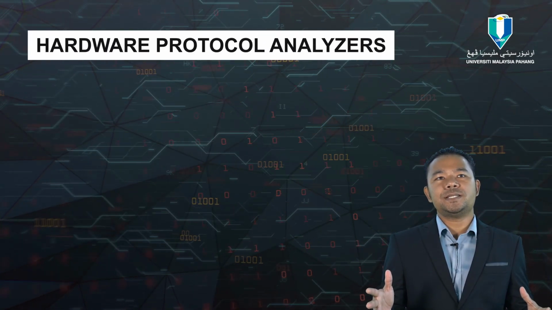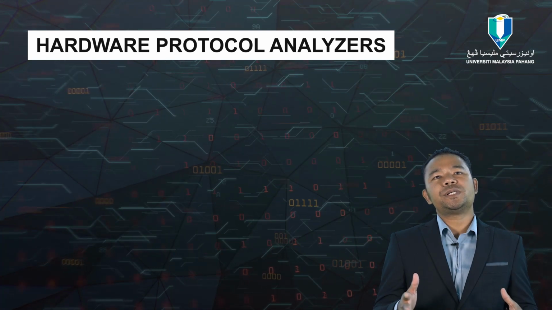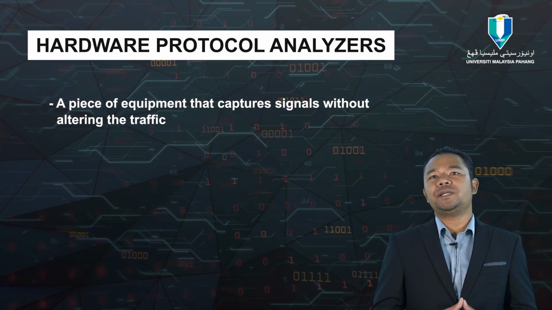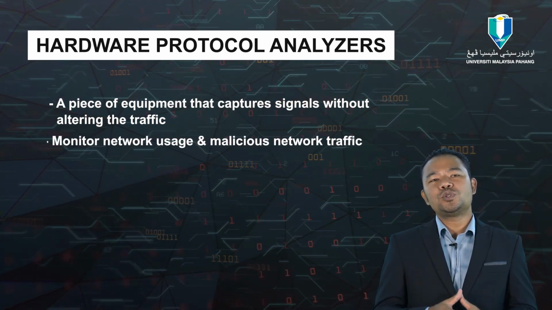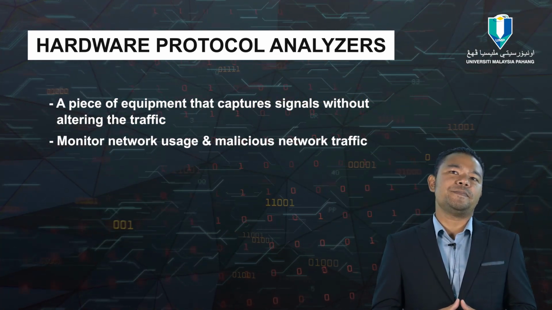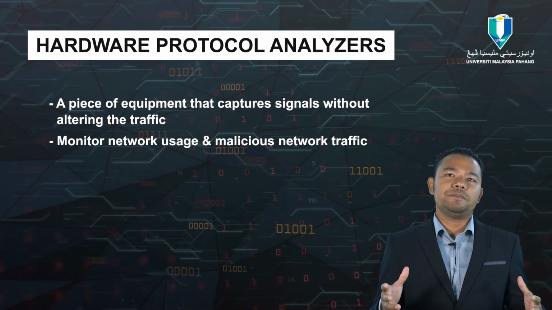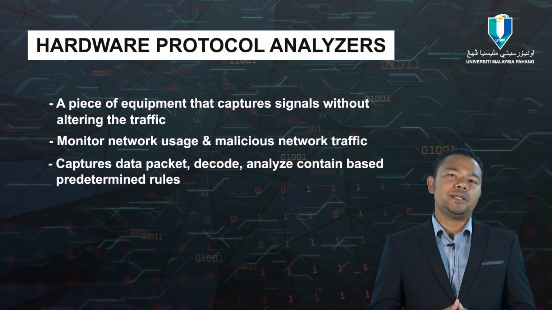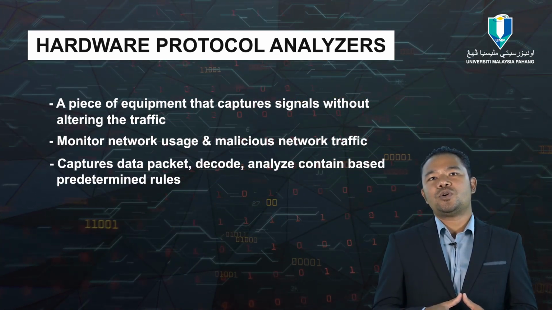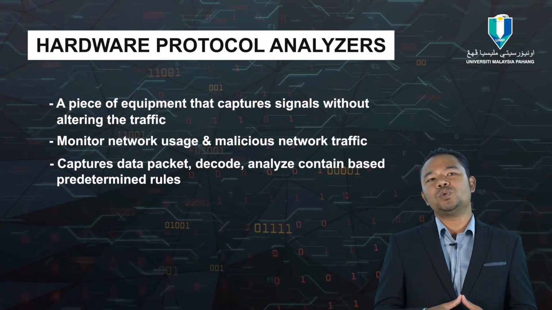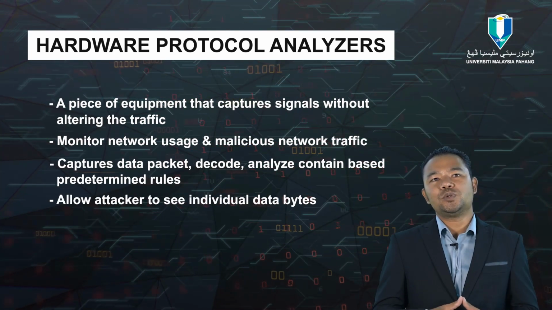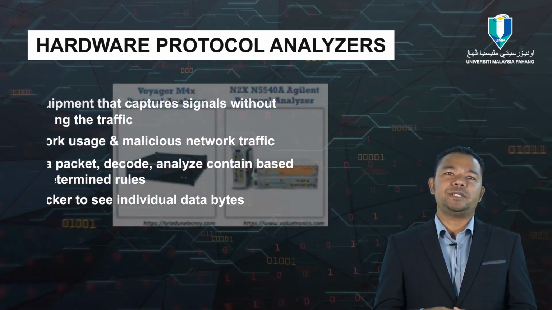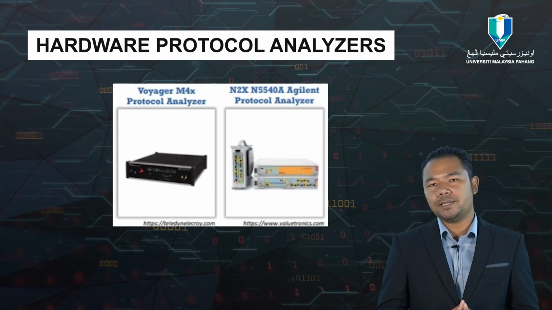Hardware protocol analyzer. A hardware protocol analyzer is a piece of equipment that captures signals without altering the traffic in the cable segment. It can be used to monitor network usage and identify malicious network traffic generated by hacking software installed in the network. It captures data packets, decodes them, and analyzes their content based on certain predetermined rules. It allows the attacker to see individual data bytes of each packet passing through the cable. This is an example of a hardware protocol analyzer.